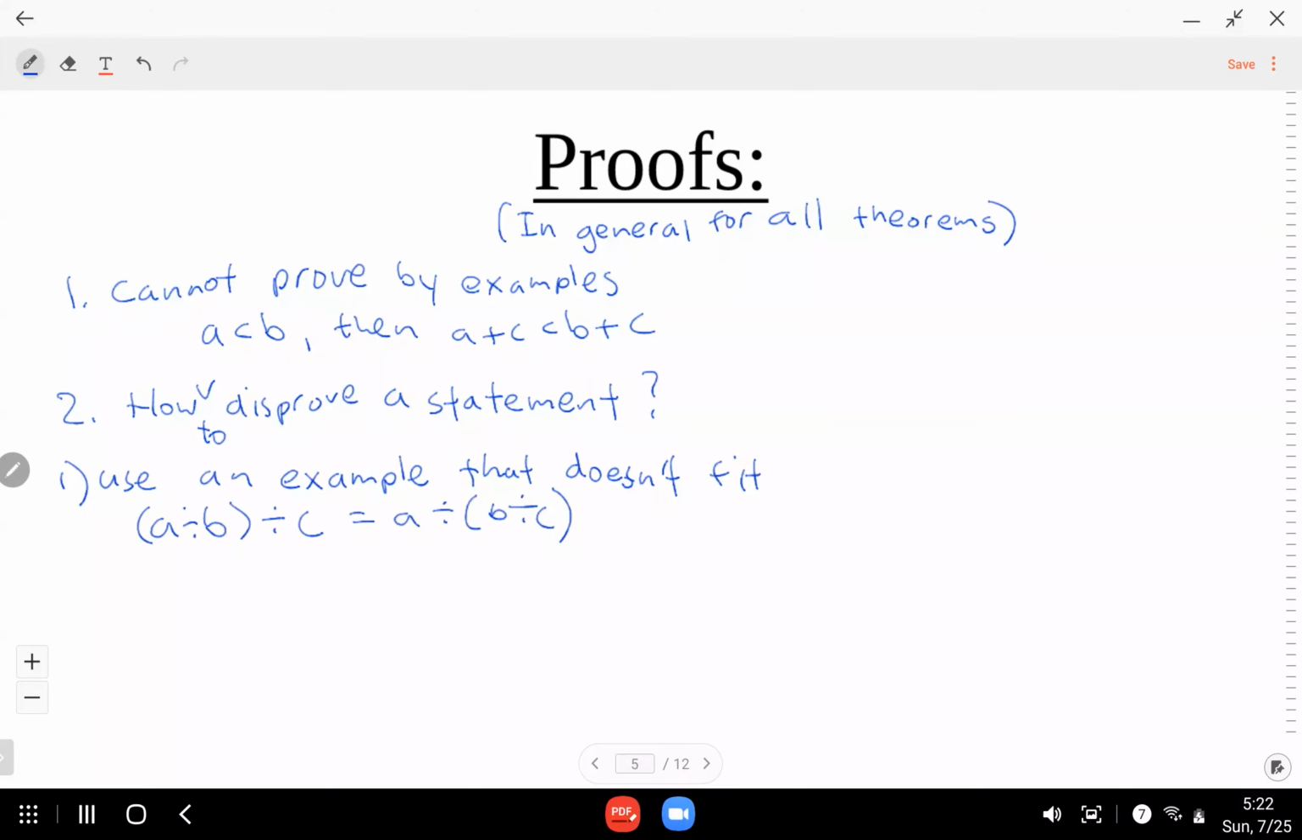This is not true, obviously, but all we need to do to disprove a statement, because theorems are for all examples, is one counterexample, such as 1 divided by 2 divided by 3 does not equal 1 divided by the quantity of 2 divided by 3. We only need one example. One example is sufficient.